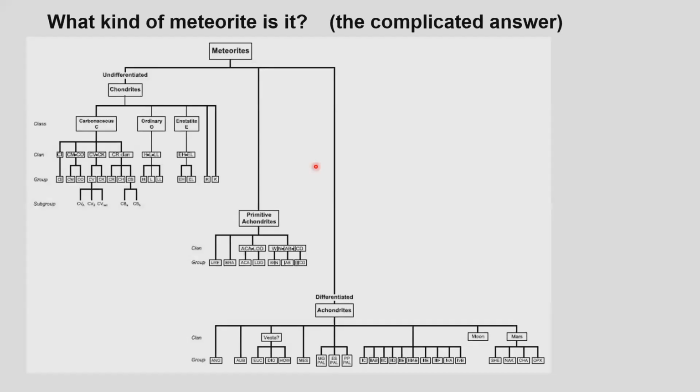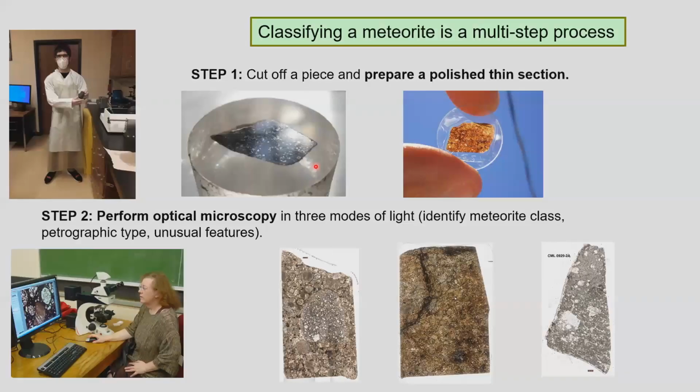Now, what kind of meteorite it is, I'm not going to really go in depth on all this, but the complicated answer is that we have many different groups of meteorites. And the advantage of doing classification is we can, for the most part, tell which group of meteorite the rock might fall into. And it's a multi-step process.